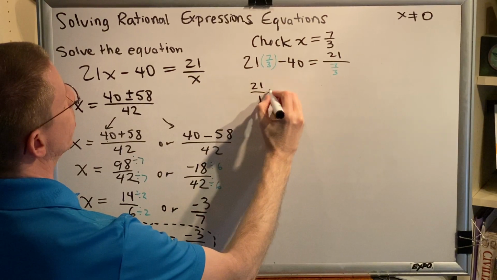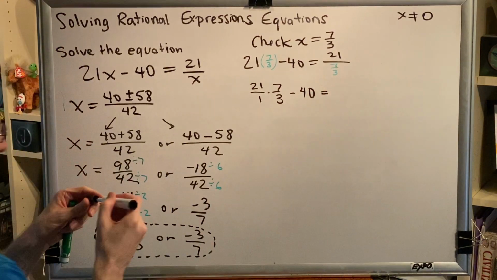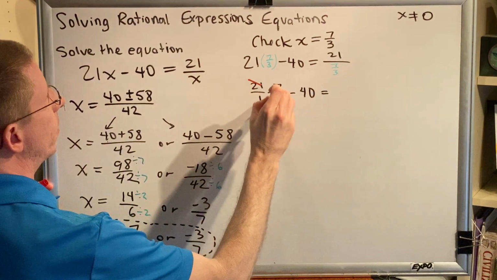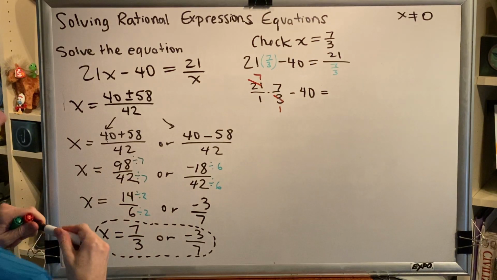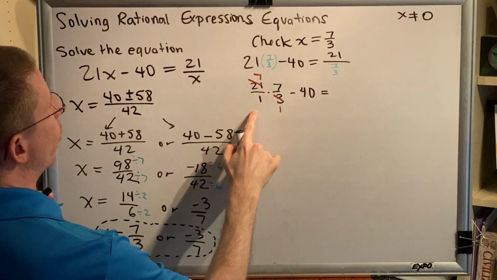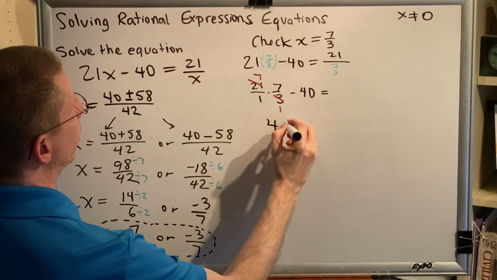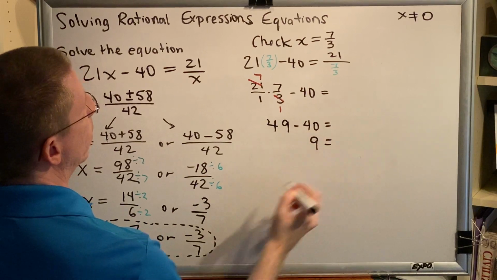Let's show the steps. 21 divided by 3 is 7, so we can replace 21 over 3 with 7 over 1. Each one of these 7 over 1s is just a 7, and 7 times 7 is 49. So on the left side, we get 9.